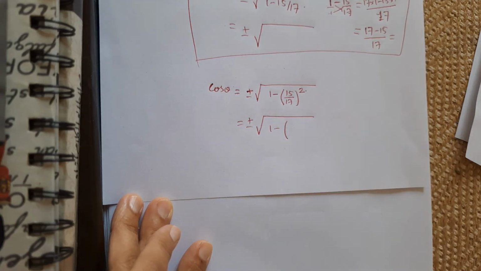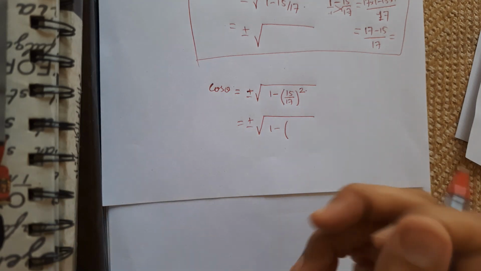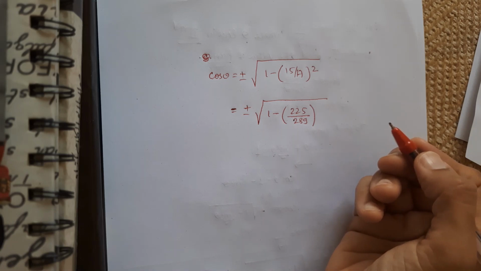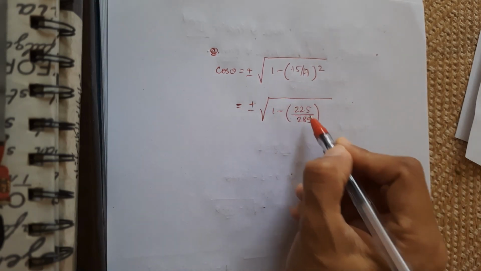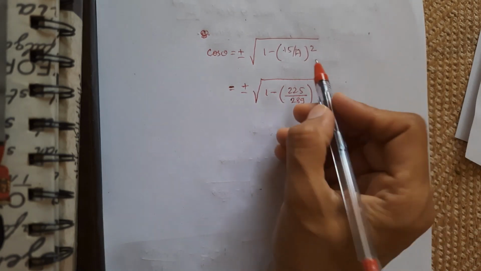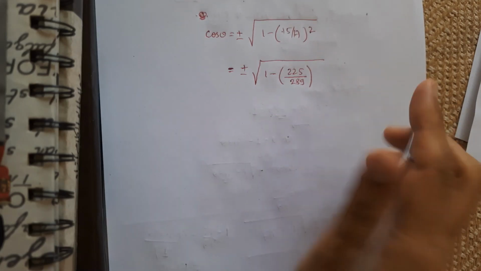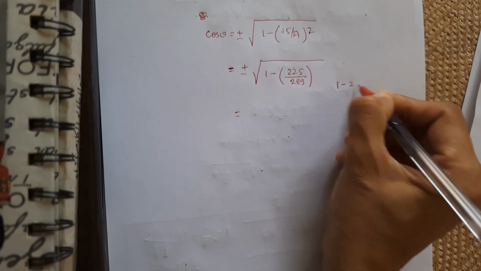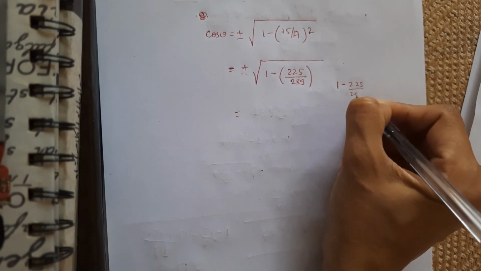So 15 upon 17, I just make a square of this. 15 upon 17 squared is 225 upon 289, I just take a square of both numbers. And now just subtract this. So I am subtracting it here: 1 minus 225 upon 289.